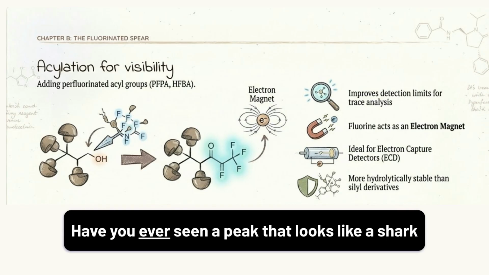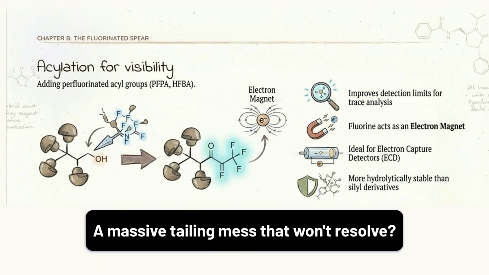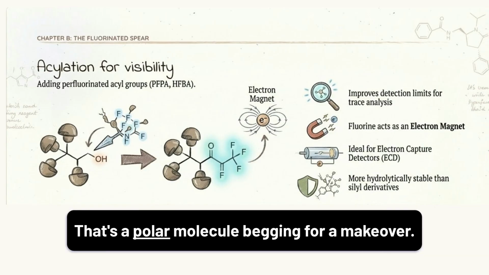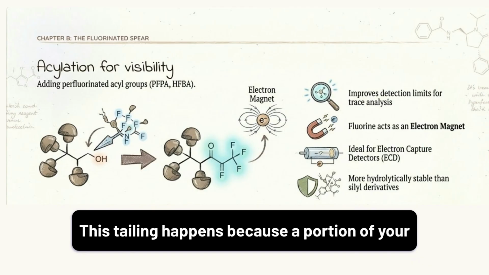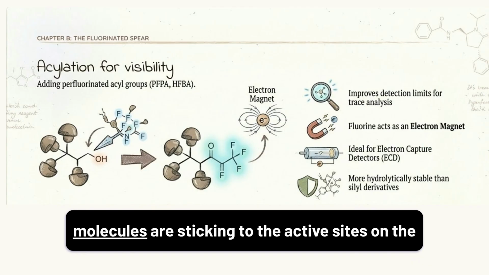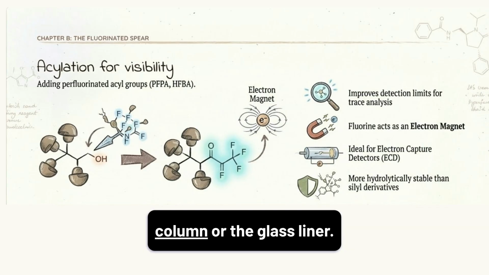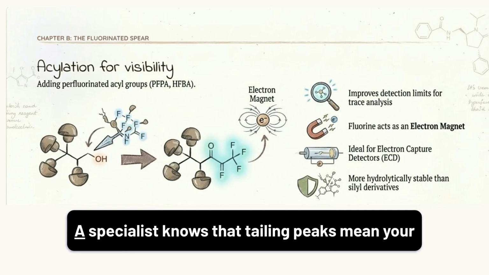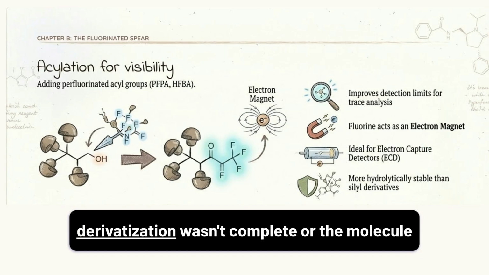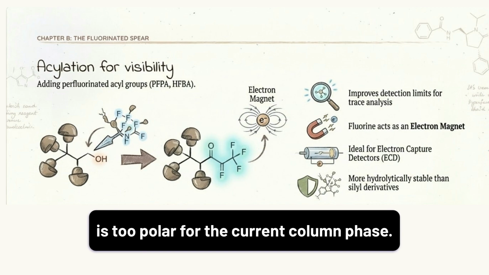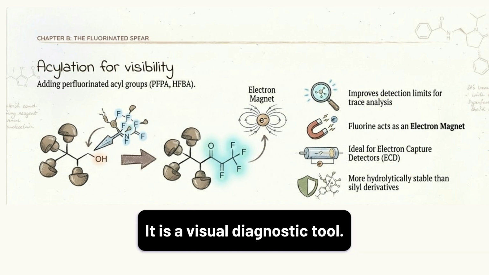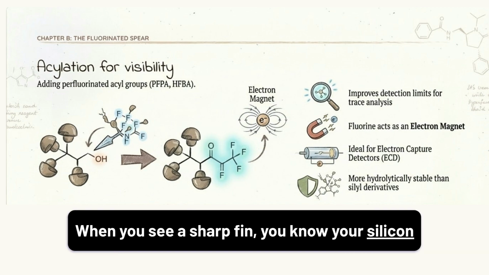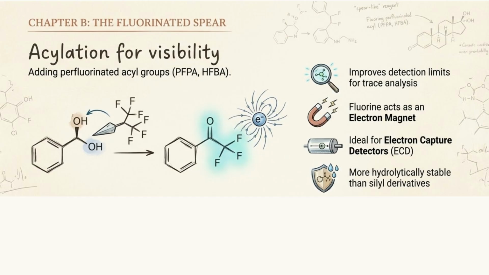one piece. Have you ever seen a peak that looks like a shark fin? A massive tailing mess that won't resolve? That's not the machine's fault. That's a polar molecule begging for a makeover. This tailing happens because a portion of your molecules are sticking to the active sites on the column, or the glass liner. A technician just adds more reagent and prays. A specialist knows that tailing peaks mean your derivatization wasn't complete, or the molecule is too polar for the current column phase. It is a visual diagnostic tool. When you see a shark fin, you know your silicon shield is either missing or cracked.